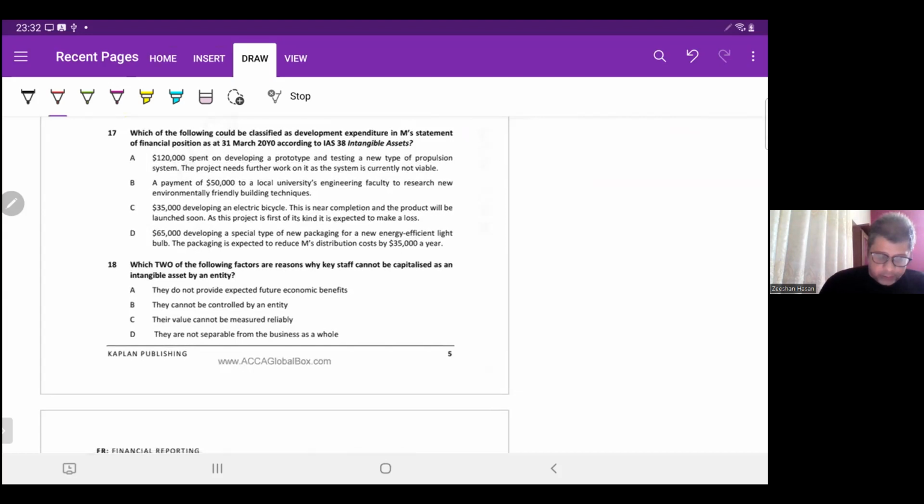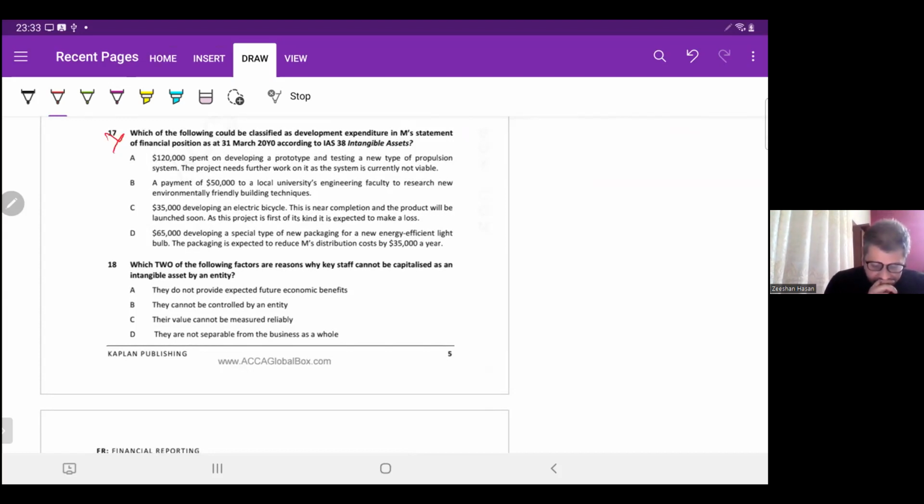Next question. Which of the following could be capitalized as development expenditure in M's statement of financial position at 31st March 20Y0 according to IAS 38? Well, 120,000 spent on developing a prototype and testing a new type of propulsion system. The project needs further work on it as the system is currently not viable. It cannot be capitalized because it does not meet all the criteria as it is not viable.